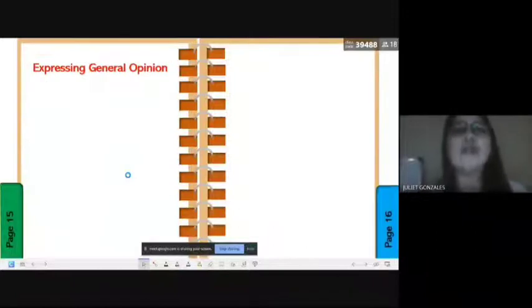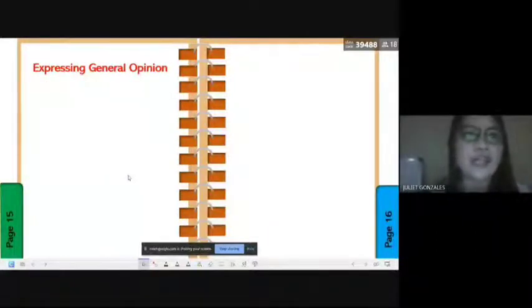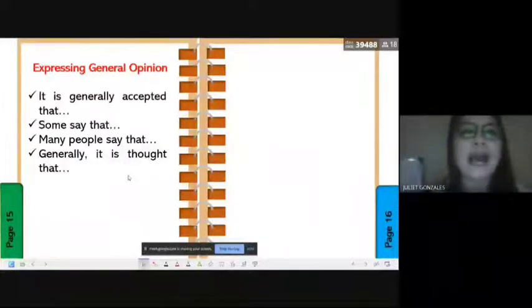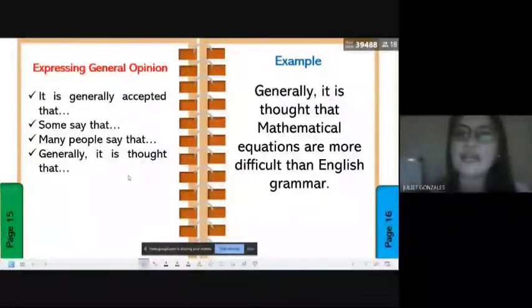That's good. Now, these are expressions and introductory phrases which are used to express general opinion. Okay, we have: it is generally accepted that, some say that, many people say that, and generally it is thought that. So these are the introductory expressions which are used to express general opinion or the opinion of the majority. Example: generally, it is thought that mathematical equations are more difficult than English grammar.